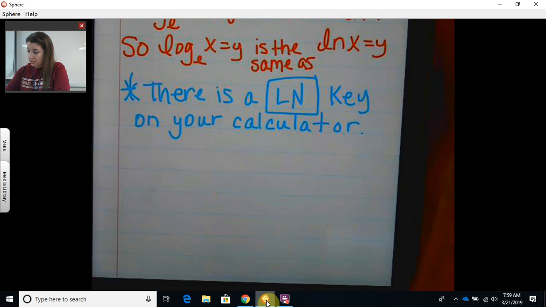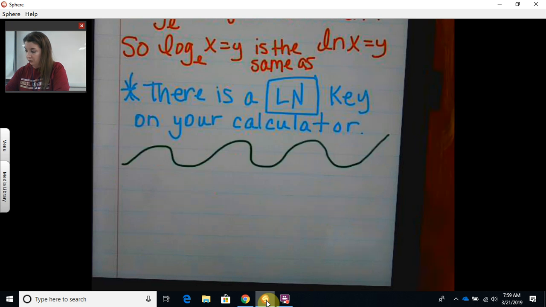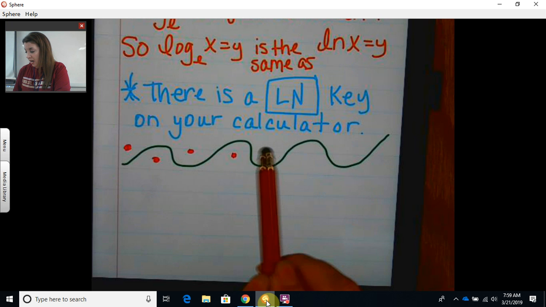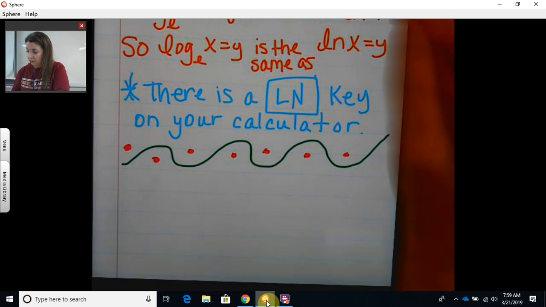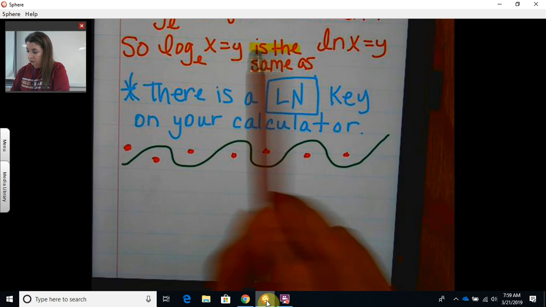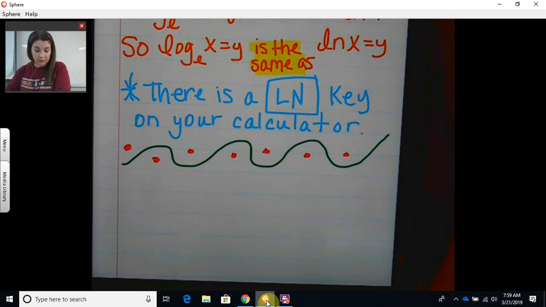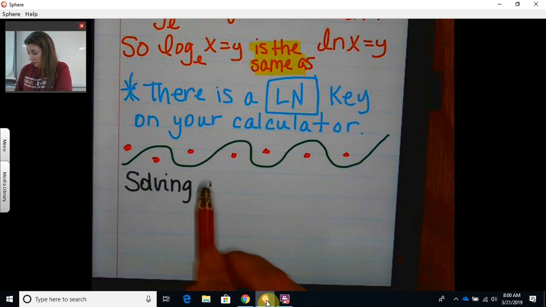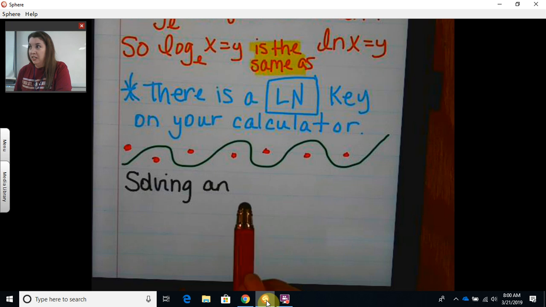All right, so now we have all those words written down. Let me show you how to solve equations that have natural logarithms in them. Okay? So this is called solving an exponential equation. And the good thing is you pretty much do it the same way you solve any other exponential equations when you need a logarithm. It's just you're going to have a base of e.